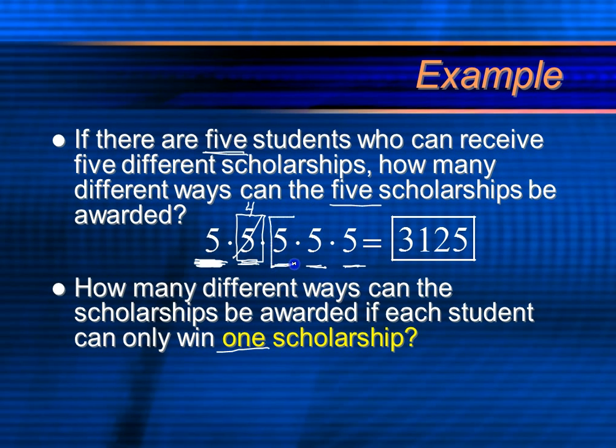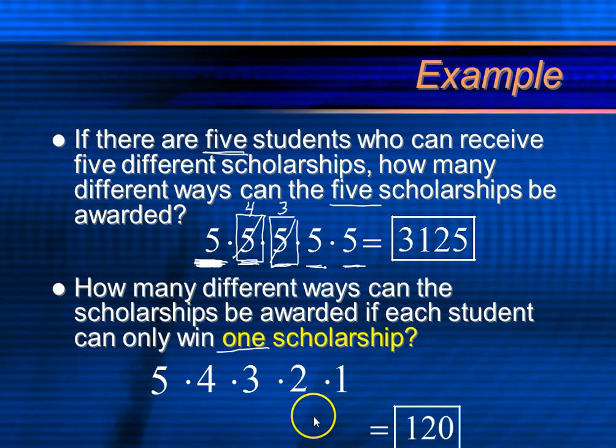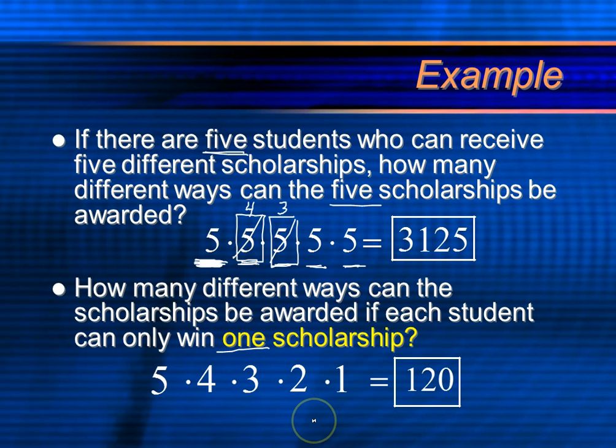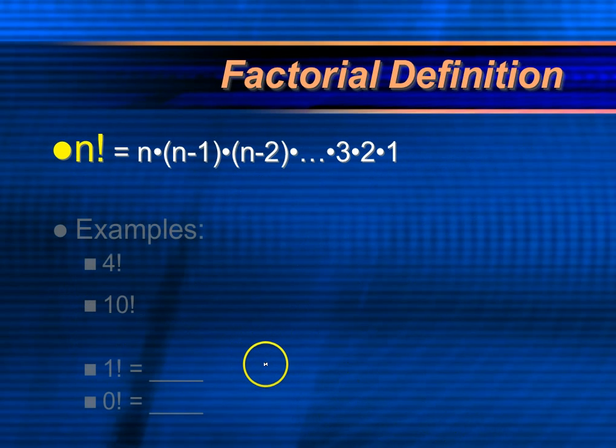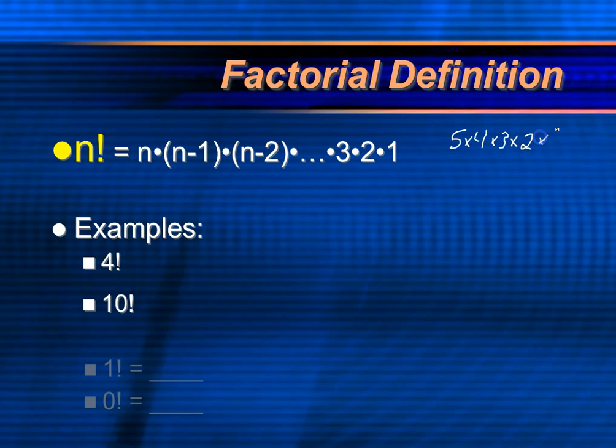Okay, well after that one, this third one, how many people are going to be able to win that one? Then there's only going to be 3, and then the next one is just 2, and then the last one, that 5th person's going to win it. So 5 times 4 times 3 times 2 times 1, so there's only 120 different ways. Now, what we just did is called a factorial. That 5 times 4 times 3 times 2 times 1.